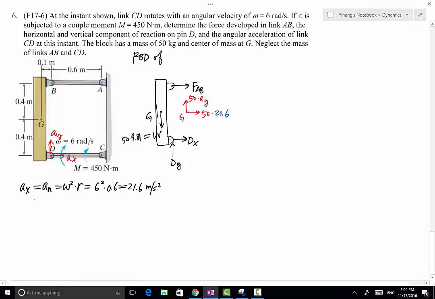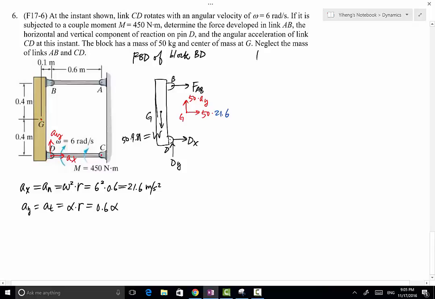Let's look at this AY right here. This AY equals the tangential acceleration, which equals alpha r. R is known, but alpha is not. So this equals 0.6 alpha. Alpha is the angular acceleration of this link that we also need to solve for. So instead of finding some information, we actually introduced one more unknown, alpha, which is related to AY. If you solve for alpha, you find AY. So this is the free body diagram of block BD.